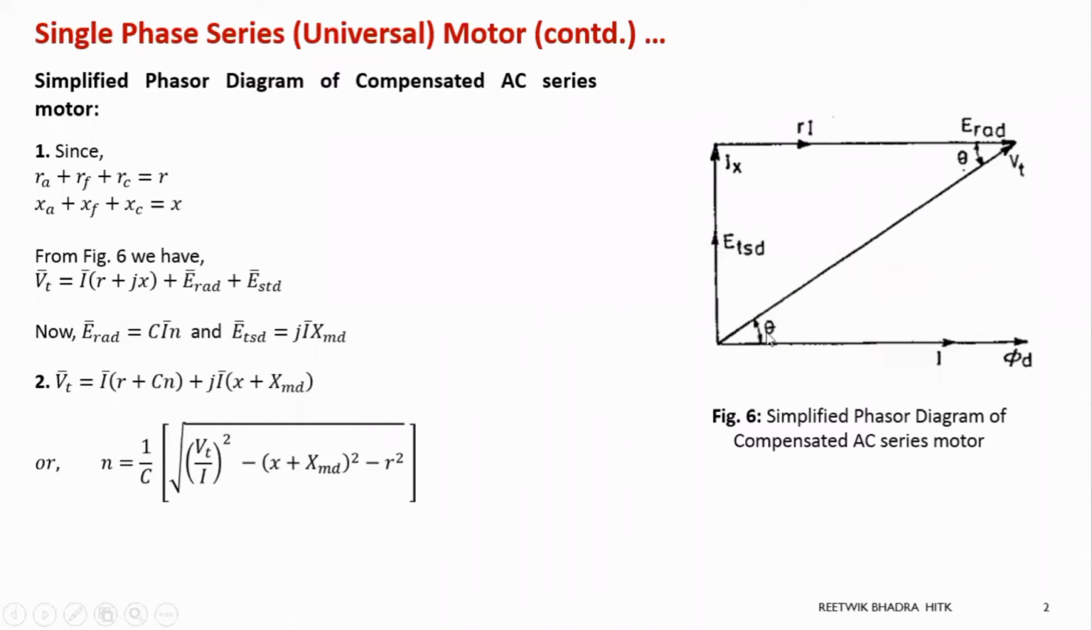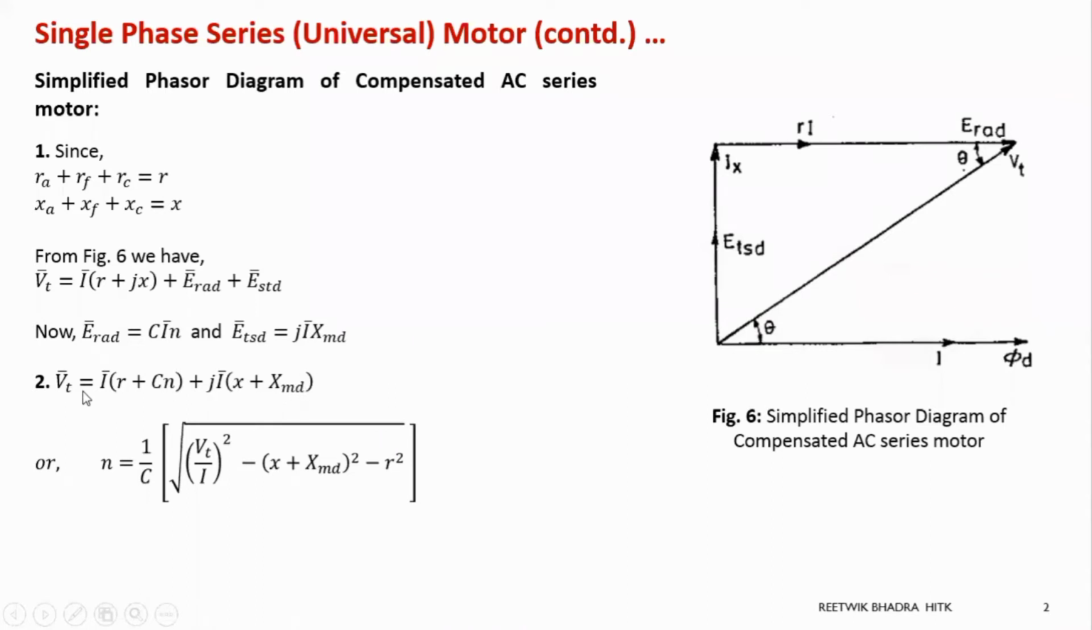E_TSD we know is the j term because this is 90 degrees to I. So this is the EMF E. In terms of I, if you want to write, you need to write jI that will represent this imaginary axis into IX. So IX is nothing but your E. If you write your Vt, what will be Vt? I plus IR plus ICIN, meaning this E_RAD. Instead of writing E_RAD, we have written directly CIN, and plus jIX. What is the X over here? This small X and this X_MD taken common. All these things are written over here.